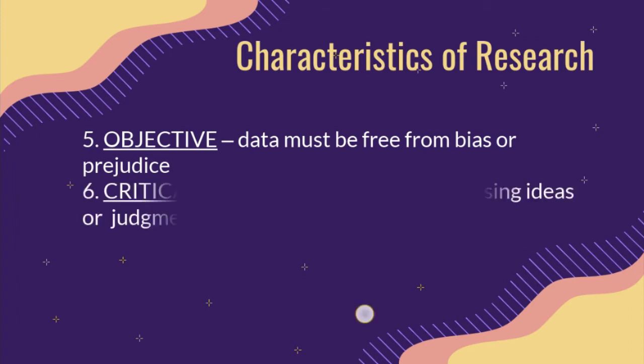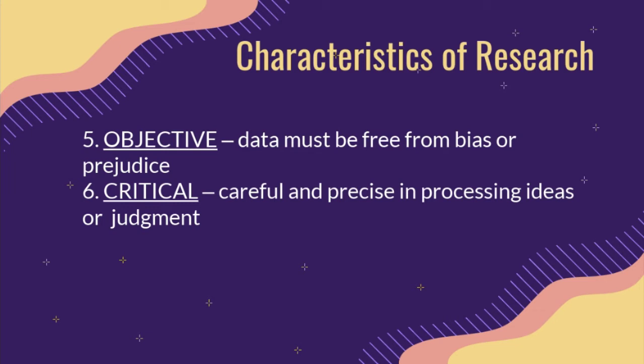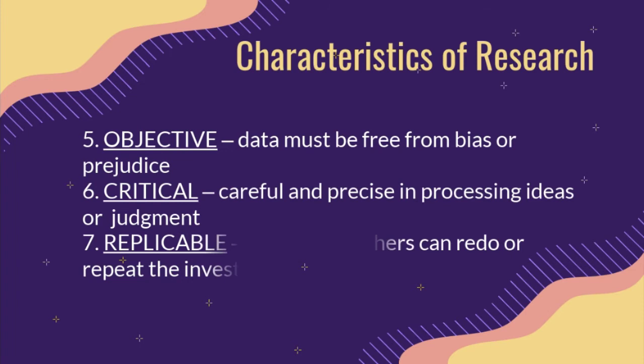Number 6, critical. The research is said to be critical when the researcher is careful and precise in processing ideas or judgment. The credibility of the researcher plays an important and critical role in qualitative research. And lastly, replicable, where other researchers can redo or repeat the investigation. It is only through this process that a study can claim valid and reliable results.